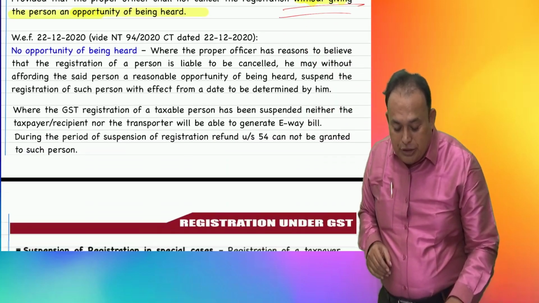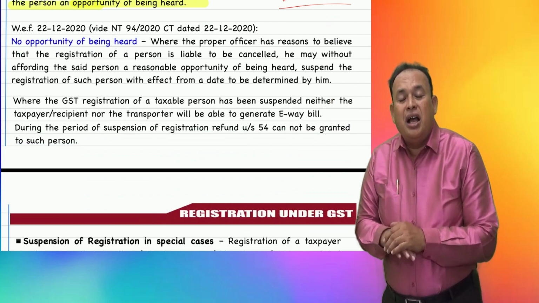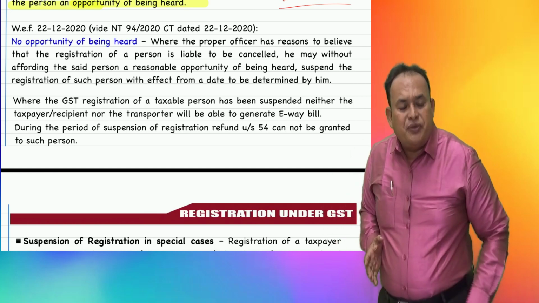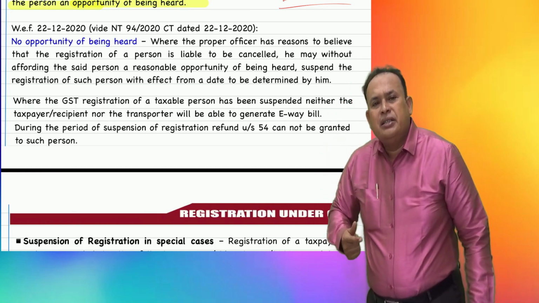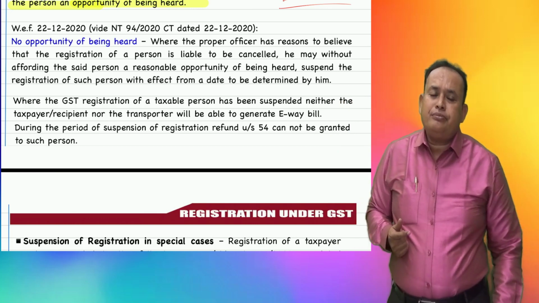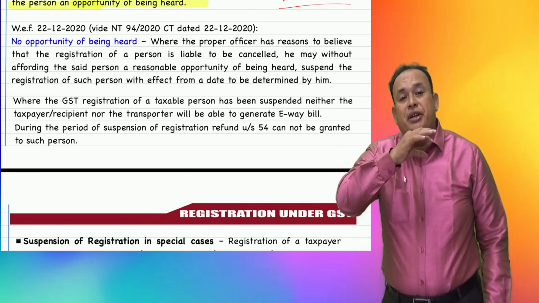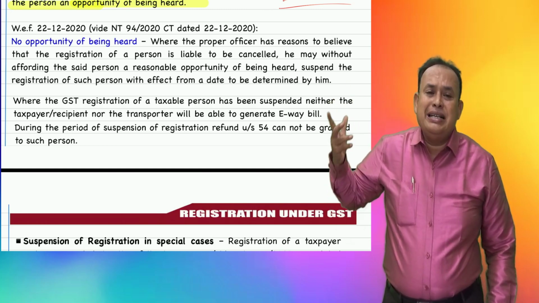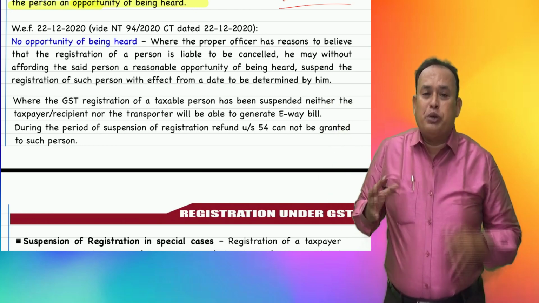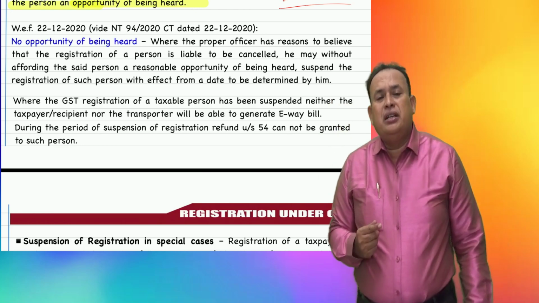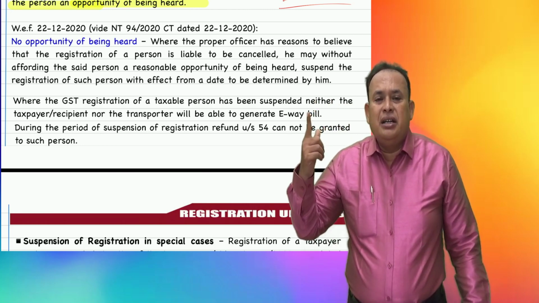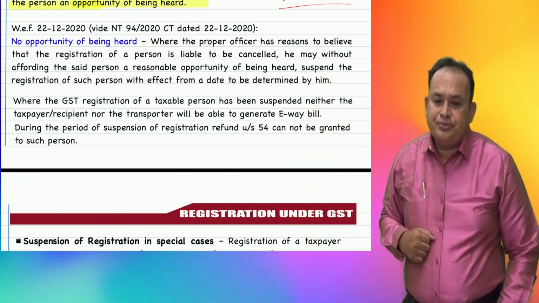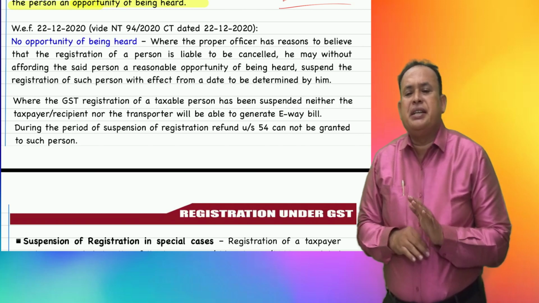However, no opportunity of being heard may also be introduced, even without informing the reason for cancellation, cancelling the registration of a particular registered person. The department officer, in the best interest of the revenue in abnormal cases, high risky taxpayers cases, to protect the interest of the revenue, can pass an order directly stating that your registration has been cancelled. Highly risky assessee cases.